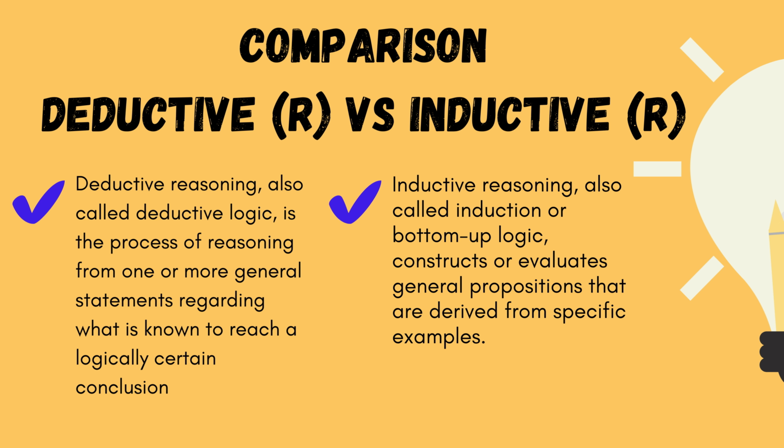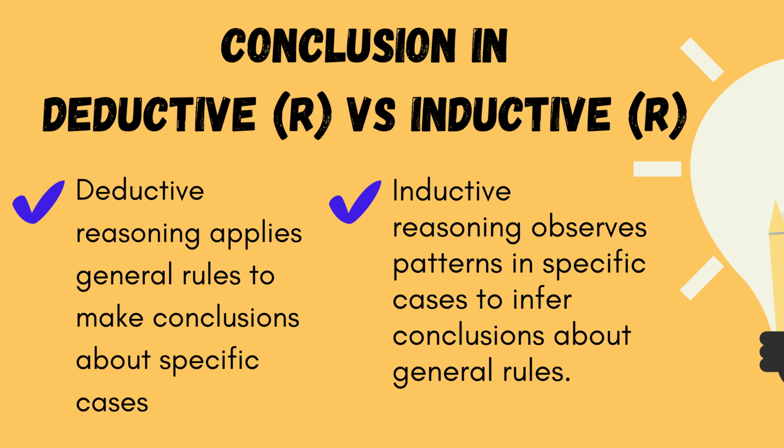Deductive reasoning, also called deductive logic, is the process of reasoning from one or more general statements regarding what is known to reach a logically certain conclusion. Inductive reasoning, also called induction or bottom up logic, constructs or evaluates general propositions that are derived from specific examples. Deductive reasoning applies general rules to make conclusions about specific cases. Inductive reasoning observes patterns in specific cases to infer conclusions about general rules.